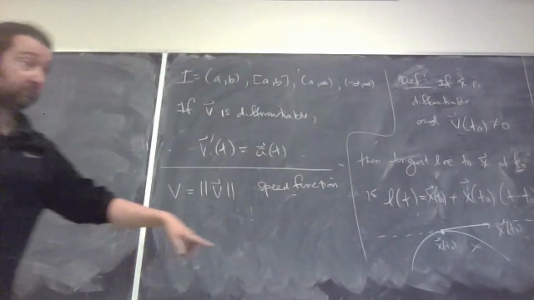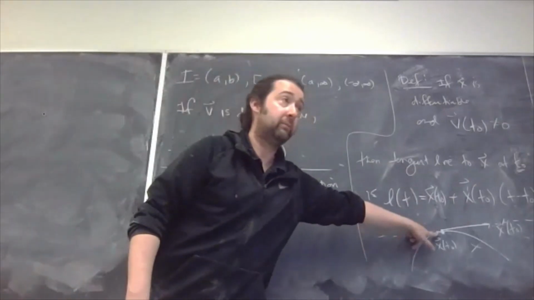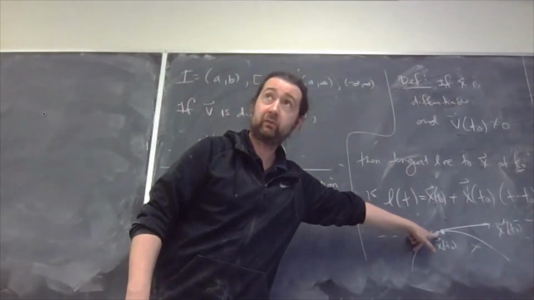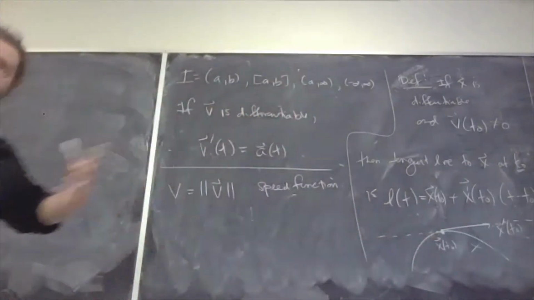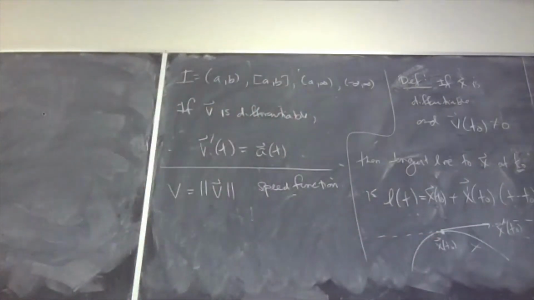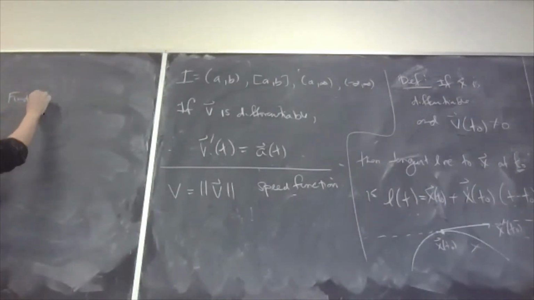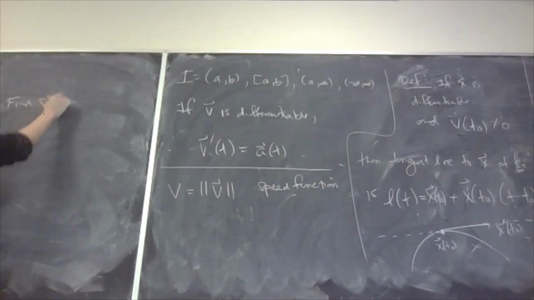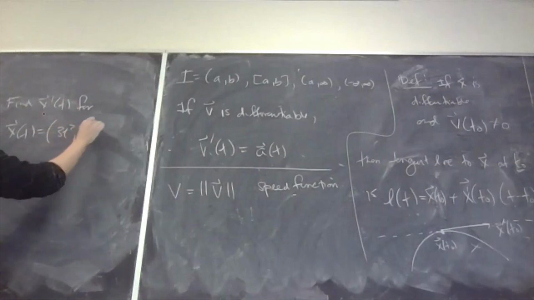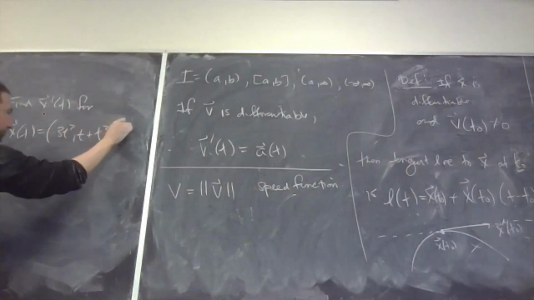And this is basically the picture that we're going to be using. It's just these sorts of computations: vector derivatives and approximations using cross product. So how easy is this to do in practice? Find a tangent line. Let's see if we can make this simpler. Find x prime of t for x of t equal to (3t squared, t plus t squared, 2).